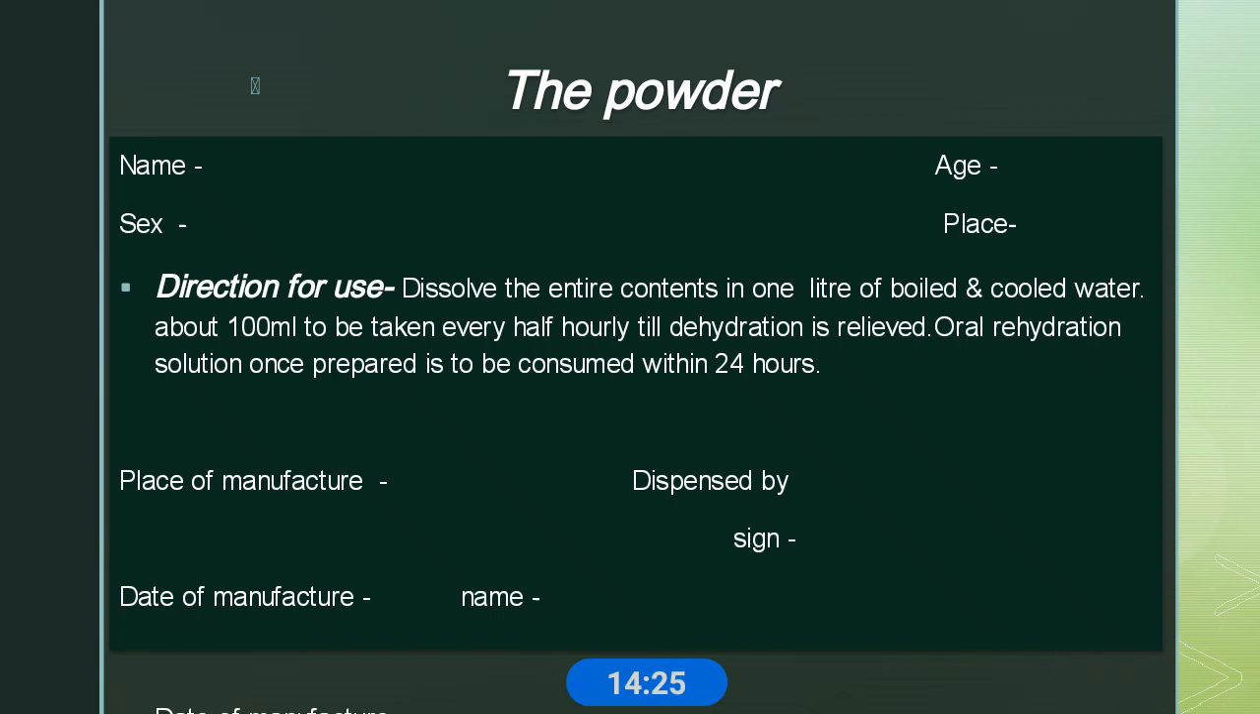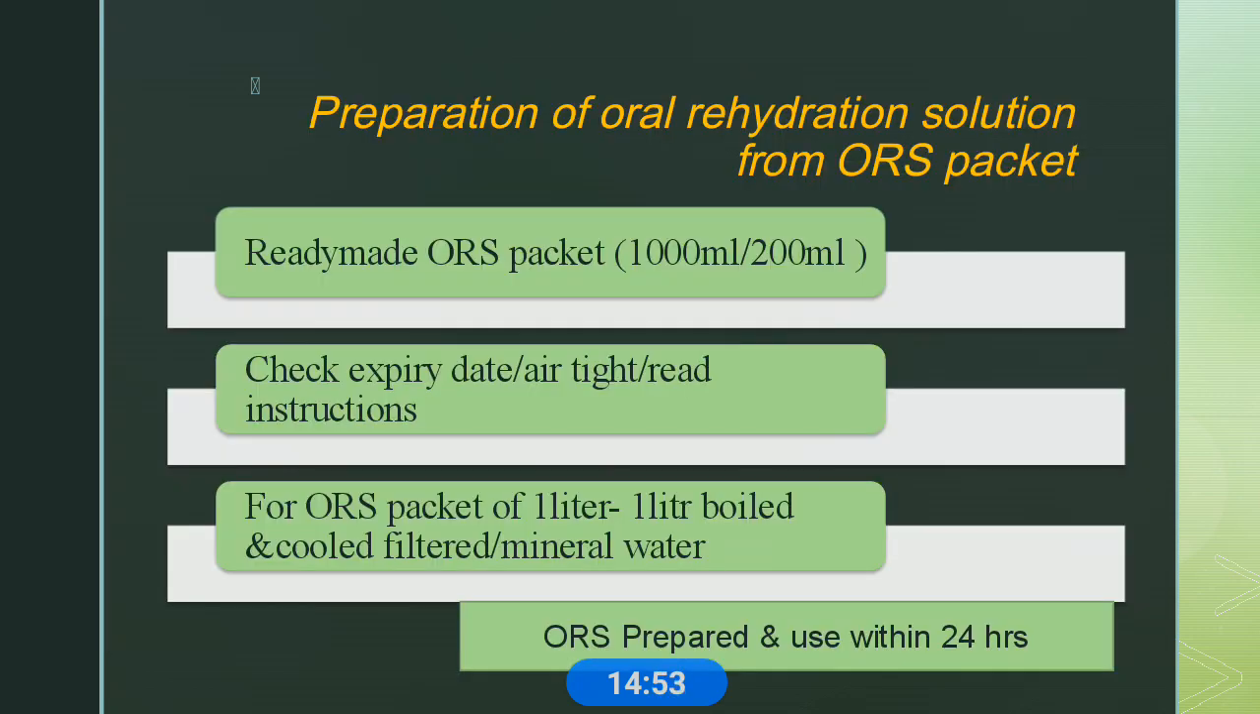Okay, then we write the place of manufacturing and the date of manufacturing, then dispensed by, your sign name and the register number. This is the label format for this ORS preparation. First we give the details about the patient, then direction for use, then the manufacturing details, then the dispensing doctor information, their sign name and register number.